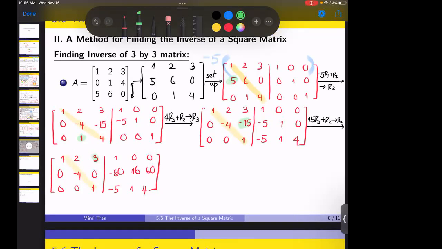Which row should I use? Well, you can use either row 2 or row 3, right? You can't use row 2 because it's 0 here, so it's no help. So row 3. What should I multiply row 3 by? Yeah, -3 R3 plus R1 gives me the new R1. So the last two rows stay the same. I'm going to rewrite that: 0, -4, 0, -80, 16, 60, and 0, 0, 1, -5, 1, 4.